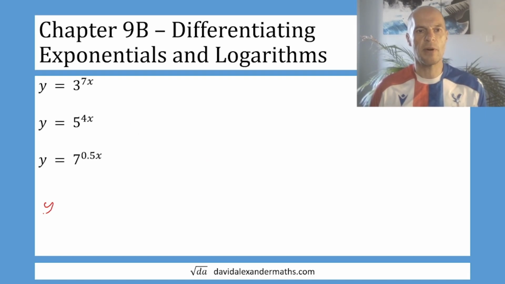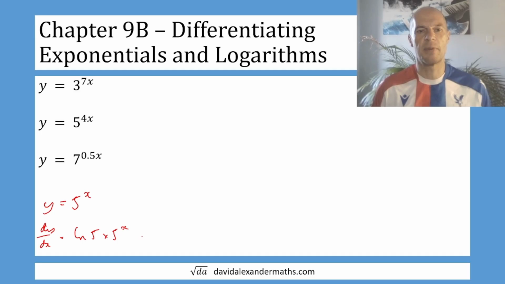So just remember that when I said a moment ago that if y is 5 to the power of x, then dy by dx is ln 5 multiplied by 5 to the power of x. But I also did say in the first example, it's multiplied by the derivative of the power, and the derivative of x is 1. Now, of course, if I'm multiplying all this by 1, then it's just ln 5 times 5 to the x.